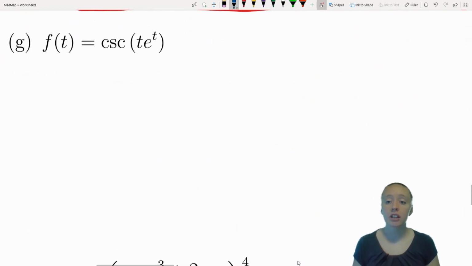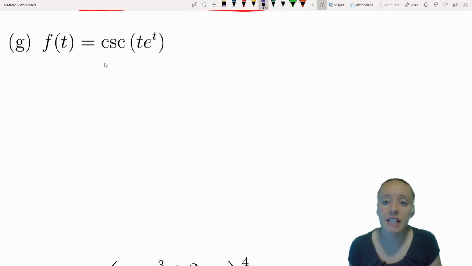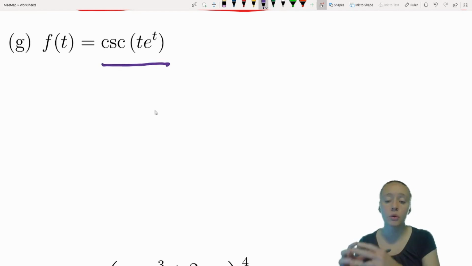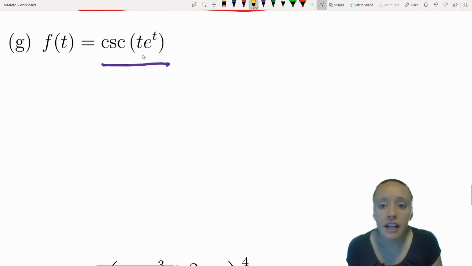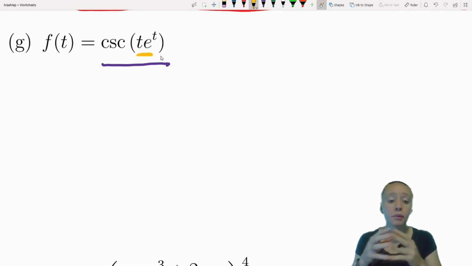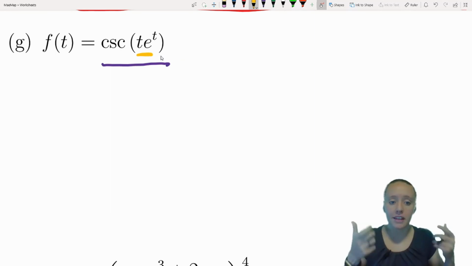Now for part G, our function is f of t equals the cosecant of t e to the t. So the function is in terms of t, so we're going to be taking the derivative with respect to t. First, let's look at our different functions. Our outermost function is that cosecant function, so we have the cosecant of something, so we'll start by taking the derivative of cosecant, but then our innermost function, look at it, it's actually the multiplication of two separate functions. So we're going to do a product rule within this chain rule.